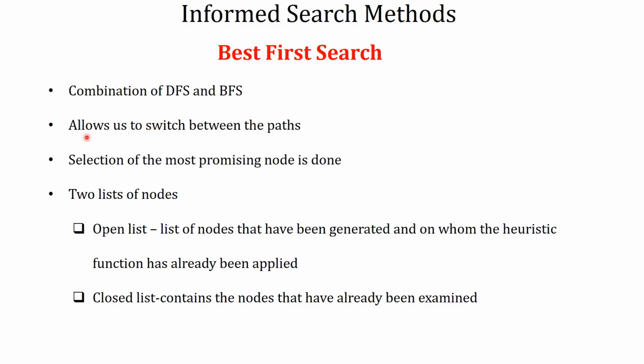search. This helps us to switch between the paths, and here the most promising node is selected. There are two lists of nodes here. One is the open list and the other one is the closed list. The open list is a list of nodes that have been generated and on which the heuristic function has already been applied. Then there is the closed list, which contains the nodes that have already been examined.